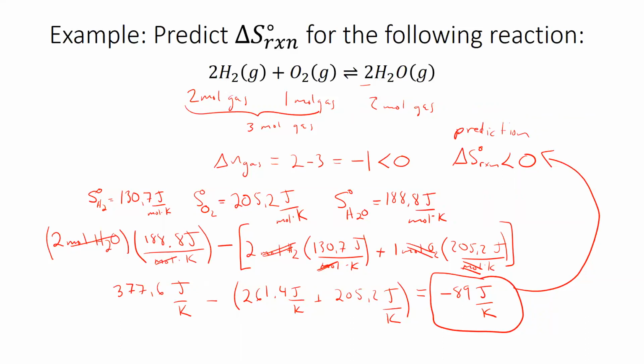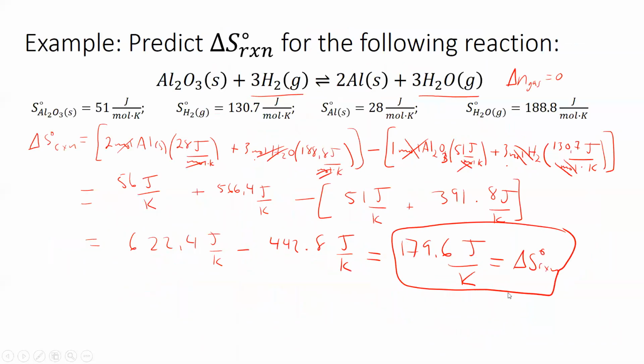And so right at the end, we did that with a chemical reaction that had a negative entropy change, and we were able to predict that from the fact that there were 2 moles of gas on the product side, 3 on the reactant side, leaving us with a -1, so a negative delta in gas. So we predicted that it would have an entropy change of less than 0, and then we calculated it using the standard molar entropies, and we did calculate an entropy change of less than 0, that's -89 joules per Kelvin.